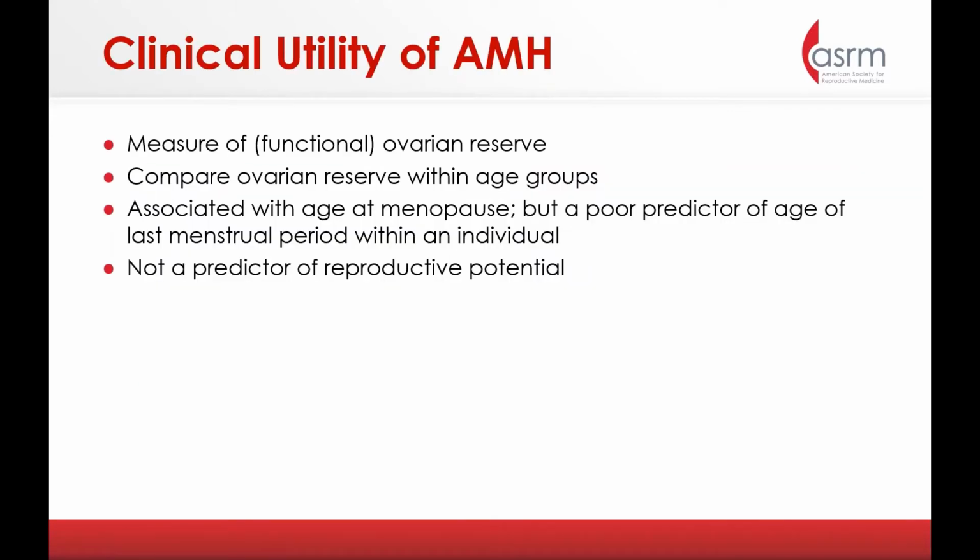In summary, AMH can be used to measure a woman's functional ovarian reserve. Measuring AMH will help you to inform your patients as to how their ovarian reserve compares to other women their age. AMH is associated with age of menopause, but it should be noted that it's a relatively imprecise predictor of a woman's final menstrual period. An exception to this is for women in their late 40s with very low AMH levels as measured by highly sensitive assays. Finally, AMH is a poor predictor of reproductive potential and should not be used as a fertility test.